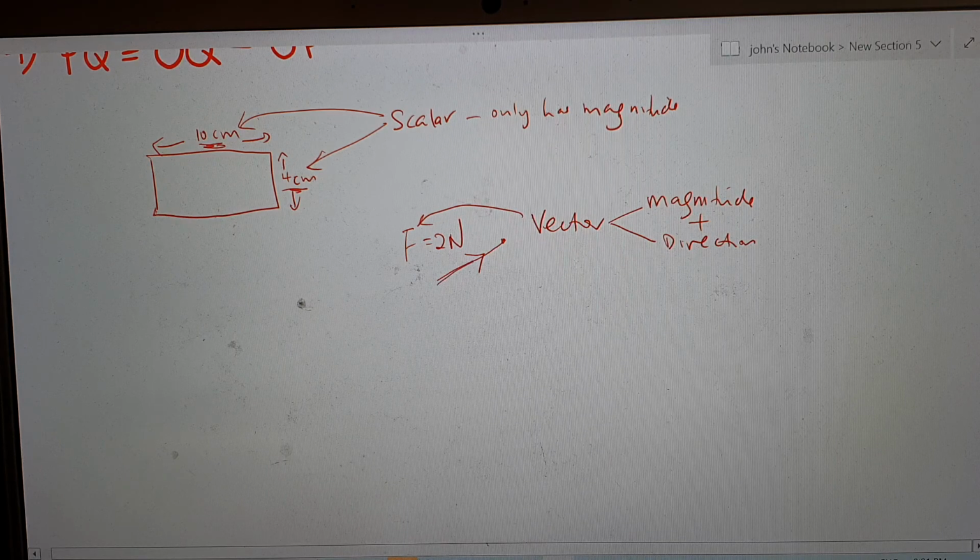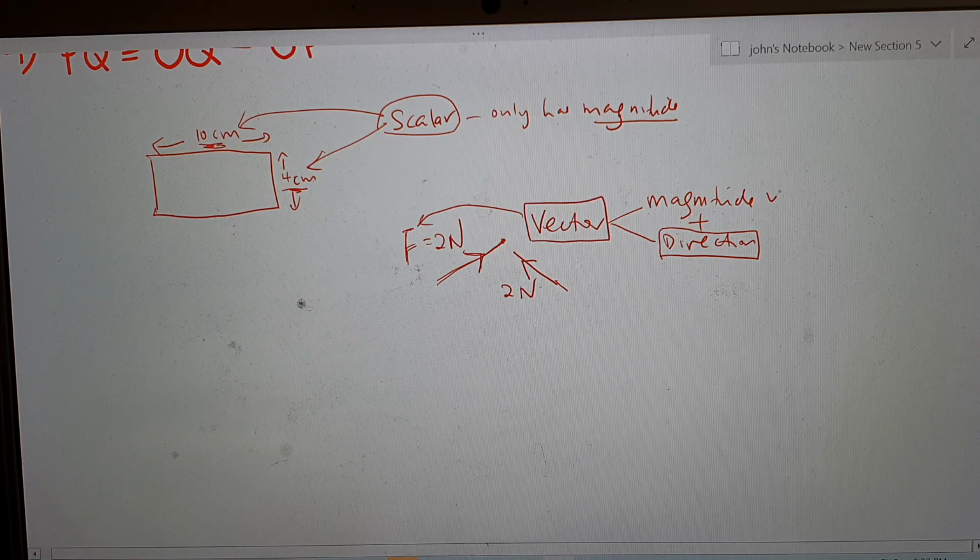That means if I push it this way, the ball will go this way up, right? But if I were to push it the other way, 2 newtons, then the ball will go the other way. So the direction is important for this case of force, whereas the direction here is not important. This one only has magnitude. Okay, so a vector is something that has both magnitude and direction.